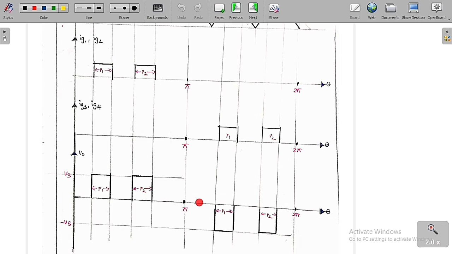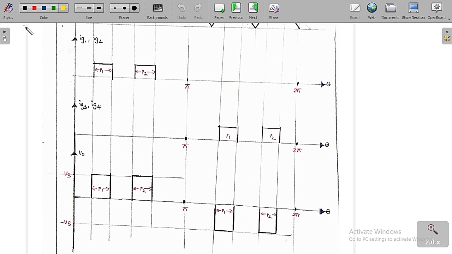So you can see clearly here, as you increase the frequency of the carrier signal, then definitely you are going to get more number of pulses in the half cycle of the output voltage. Whereas the frequency of the difference signal is equal to the frequency of the output voltage. The same point I have already told you: always the frequency of the output voltage is equal to the frequency of the difference signal. Whereas by increasing the frequency of the carrier signal, we are going to increase the number of pulses in half of the cycle of the output voltage.